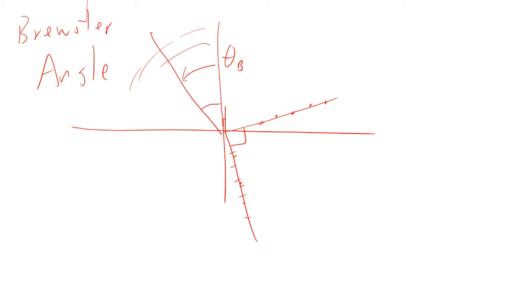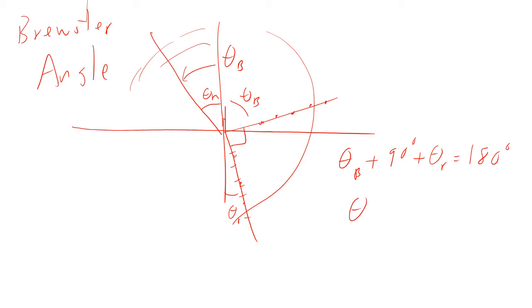Okay. Well, we know that this angle has to equal that angle. So this is our reflected angle right here. And so what we notice here is that on this side over here, the Brewster angle plus 90 degrees plus the reflected angle has to equal 180 degrees. So that means the Brewster angle plus the reflected angle has to equal 90 degrees. So the reflected angle has to equal 90 degrees minus the Brewster angle.